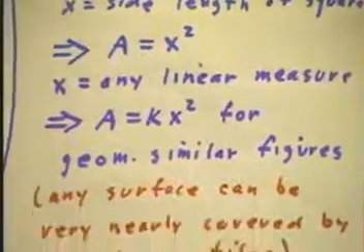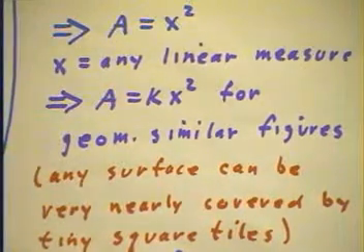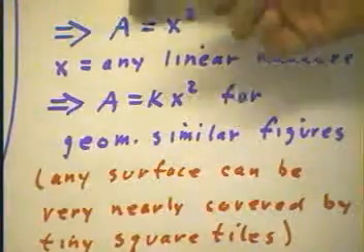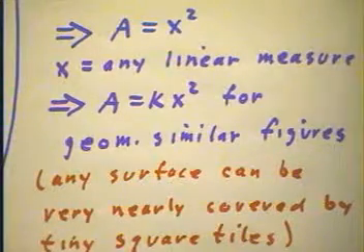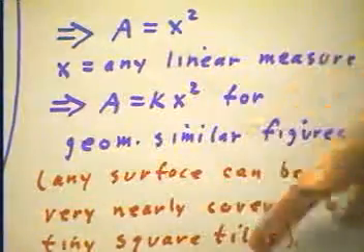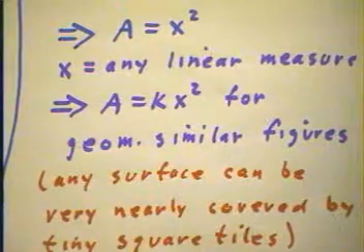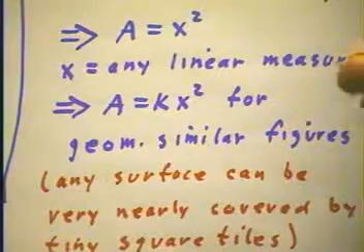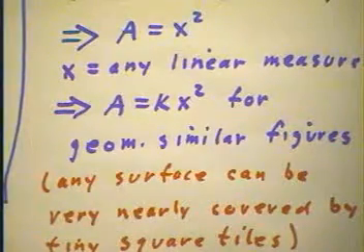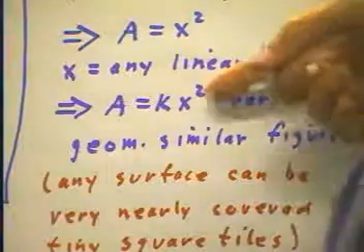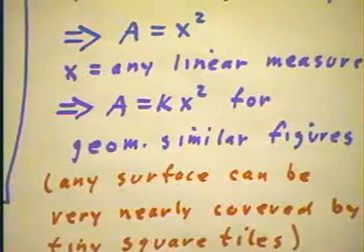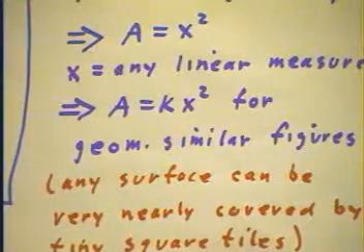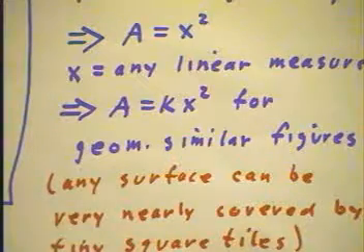And this follows, and we're not going to go through the details here, it just follows from the fact that the areas of squares are proportional to the square of linear dimensions, since any surface can be very nearly covered with tiny square tiles, as nearly as we like by making the tiles small enough. Then the area of any geometric surface is going to have this sort of proportionality.